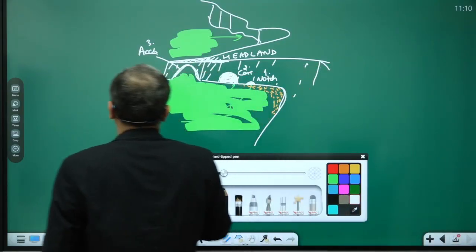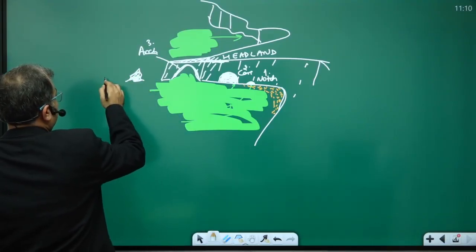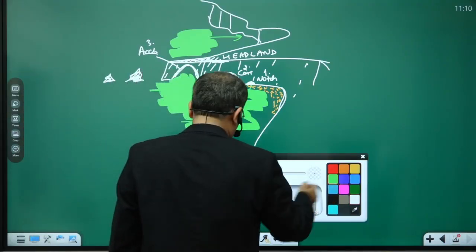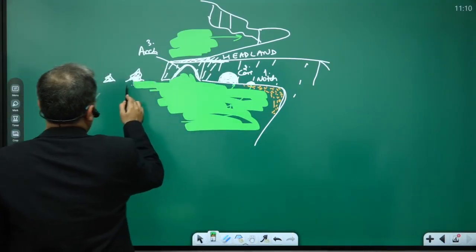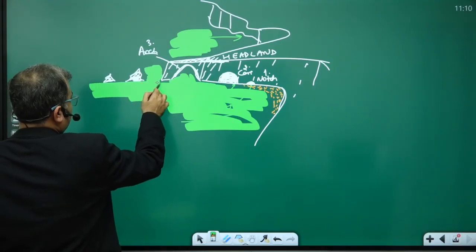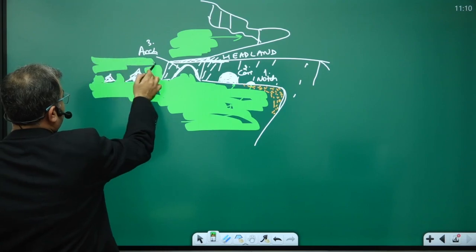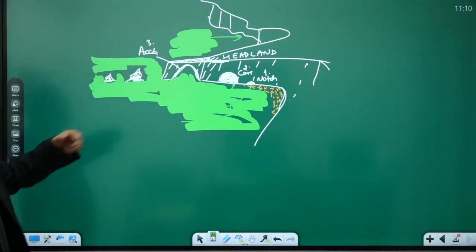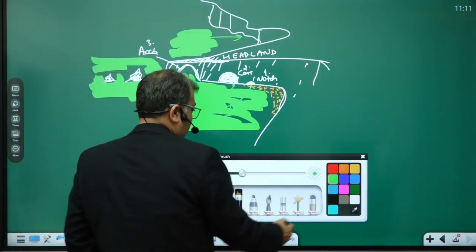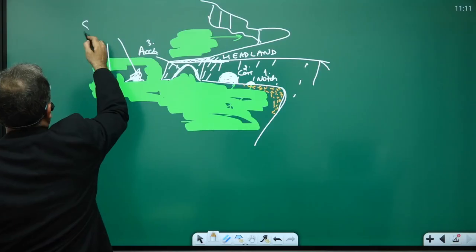Now I also find something like this in the ocean. In this ocean, I also find something like this. मुझे कुछ ऐसे फीचर्स भी मिल रहे हैं. What are these called? So these are called your stacks. These are your stacks and stumps.